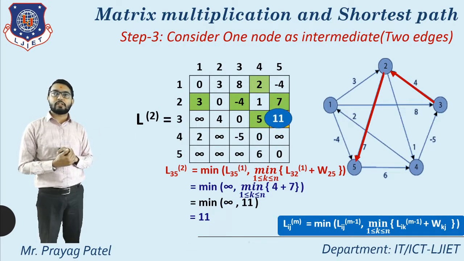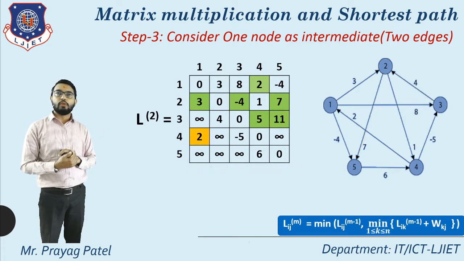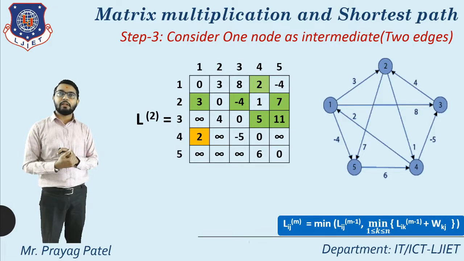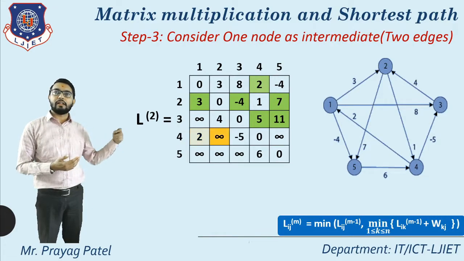Now consider the next location, 4, 1. For location 4, 1, the old value equals 2. Then is another 4 to 1 path available? Here no other path is available.